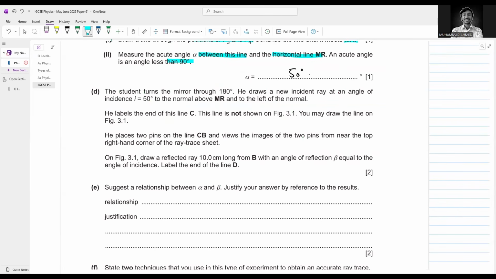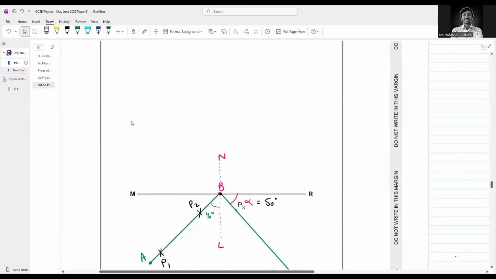The student turns the mirror 180 degrees. ठीक है. He draws a new incident ray at an angle of incidence 50 degree to the normal above MR and to the left of the normal. So what is happening? बेटा स्टूडेंट अब यहां पे एक लाइन बना रहा है at an angle of 50 degrees.